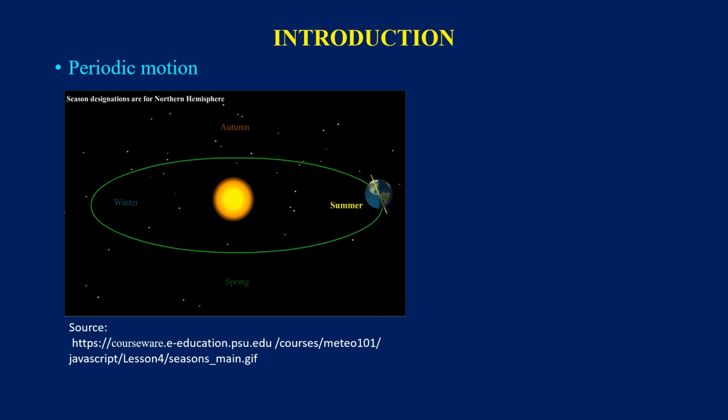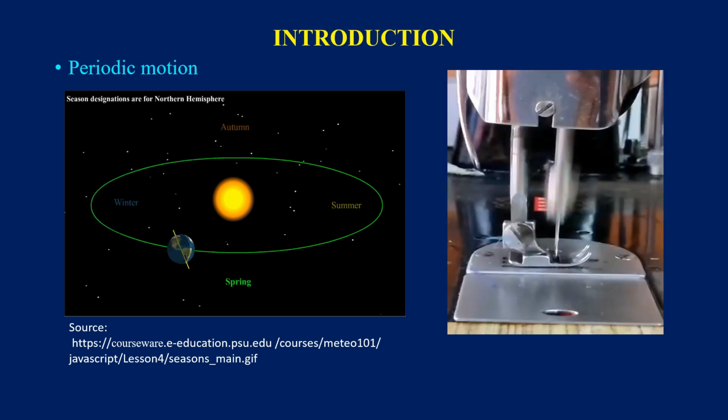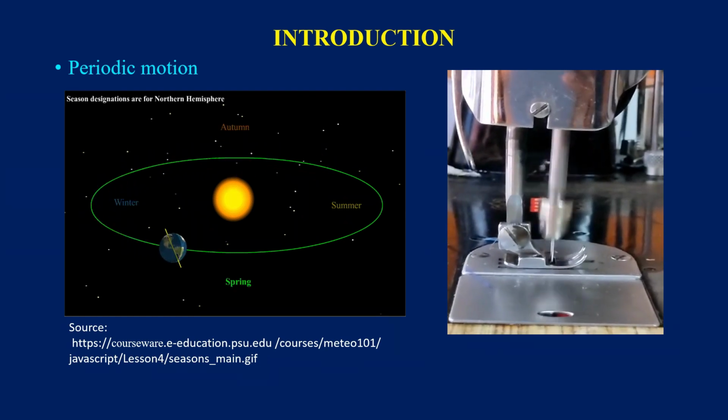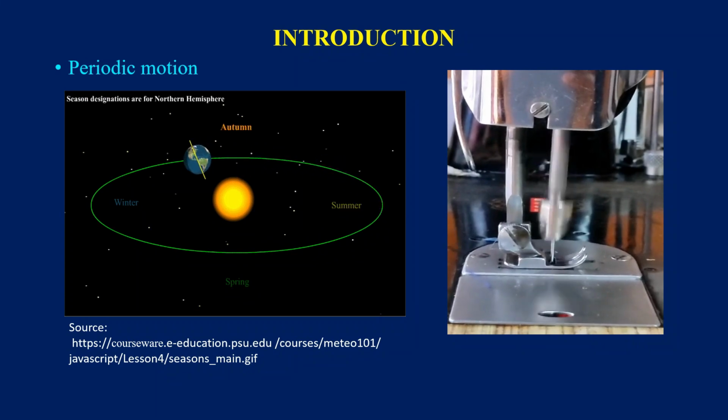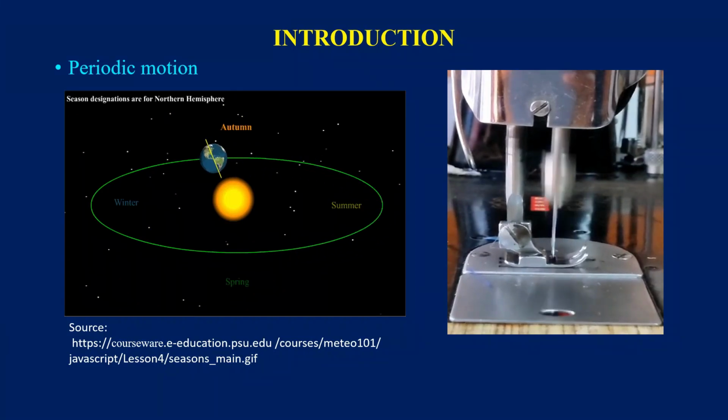Another example for this periodic motion is motion of a needle in a sewing machine. Observe here, here also the motion of the needle repeated itself in a regular intervals of time. So the motion of needle in a sewing machine is also an example for periodic motion.